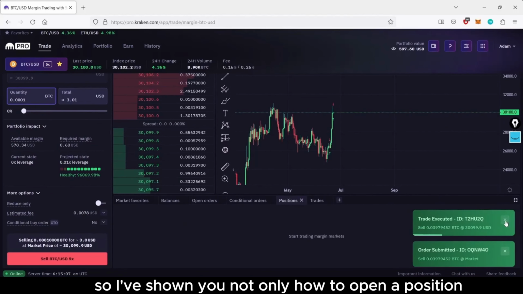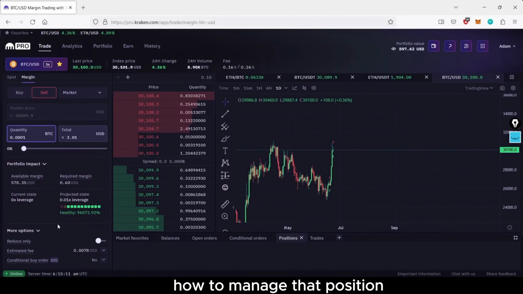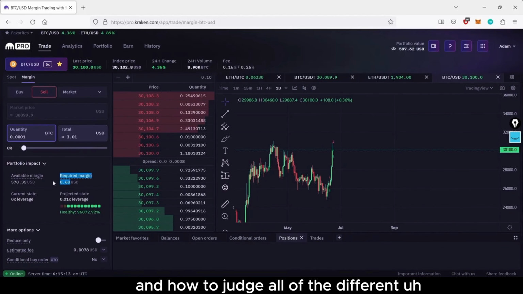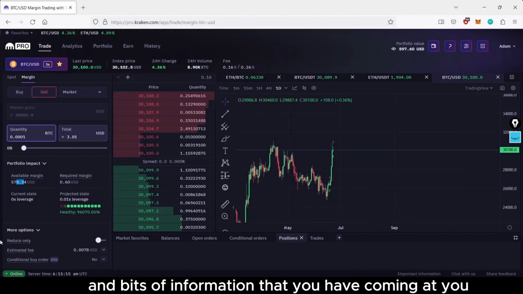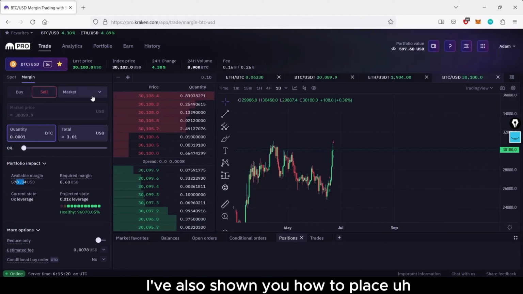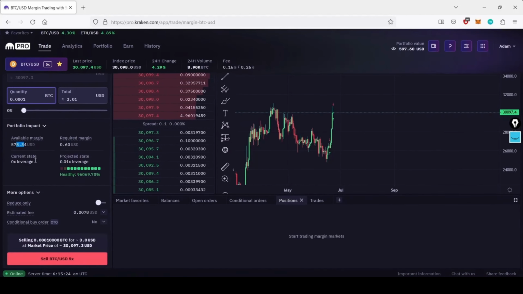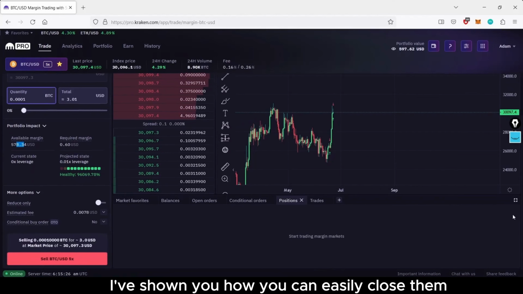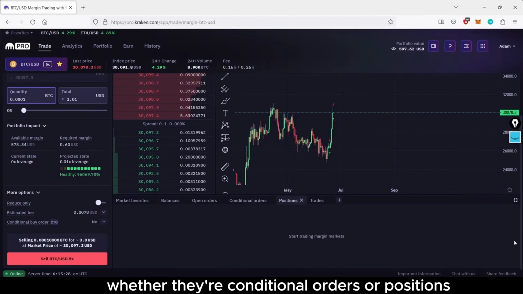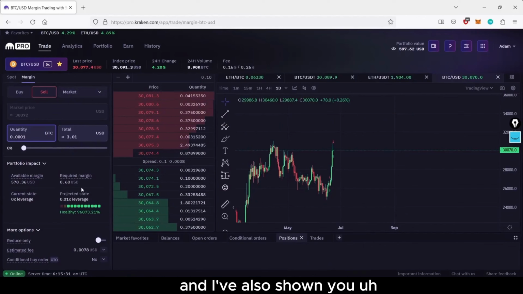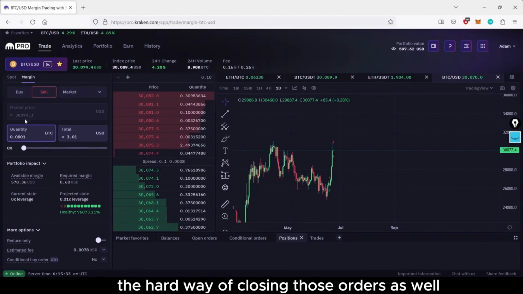So I've shown you not only how to open a position, how to manage that position, and how to judge all of the different numbers and bits of information that you have coming at you. I've also shown you how to place take profit and stop loss levels and orders, volume adjusted. I've shown you how you can easily close them, whether they're conditional orders or positions, and I've also shown you the hard way of closing those orders as well.